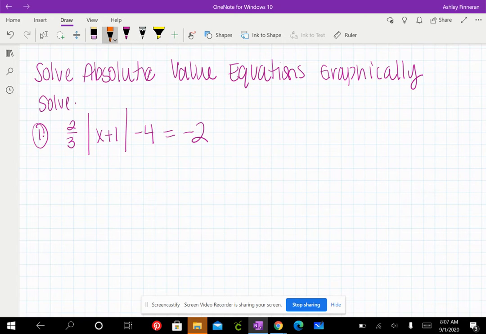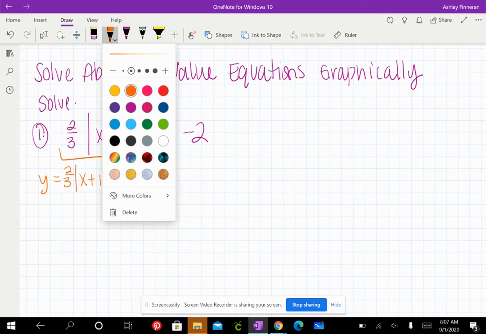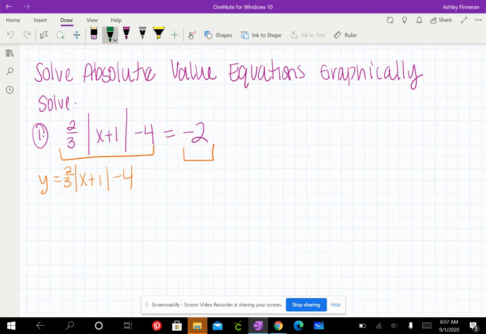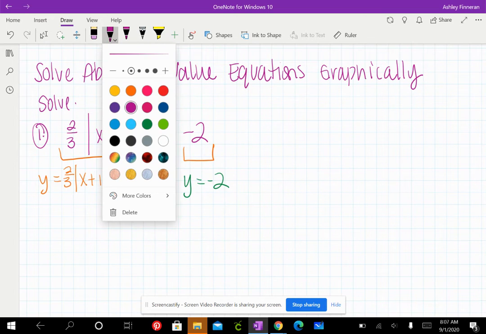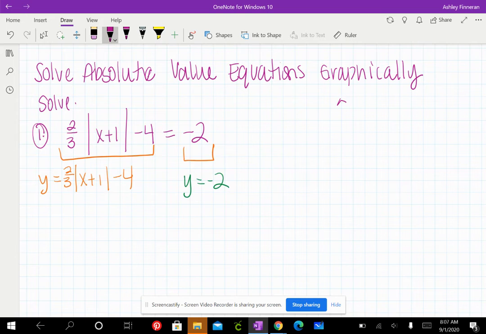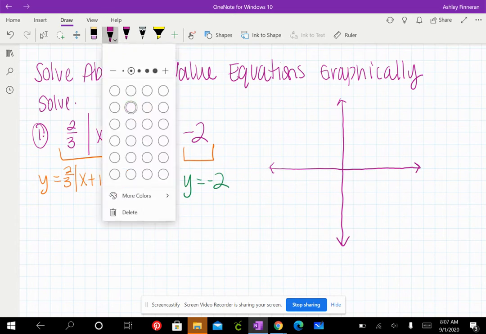So I'm going to make this side y equals 2/3 the absolute value of x plus 1, minus 4. So I'm going to graph that in orange. And then I'm going to graph the other side in a different color. It doesn't actually matter what color, just something other than that. y equals -2 in green. And what I'm going to look for is where those two functions intersect. And where they intersect will be my solution. So it's possible I have more than one solution. It's possible I have one solution, and it's possible I have no solutions.